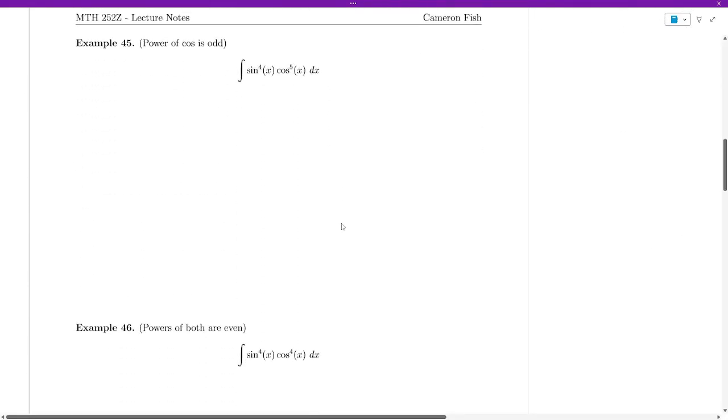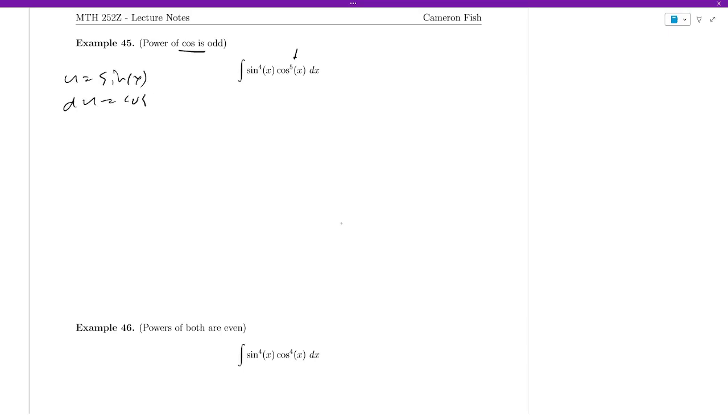This example I mostly included for completeness, but it's exactly the same procedure as the other one. I'll do it quick so you can see now that we know how it works. So the power of cosine is odd, so I want to kill this cosine, so I'll pick u as sine, du is cosine. We can rewrite this as u to the 4, cosine to the 5, and then the dx is going to be du over cosine. And one of them will cancel. So we'll get integral u to the 4, cosine to the 4.